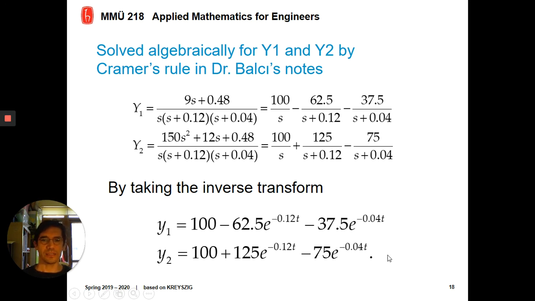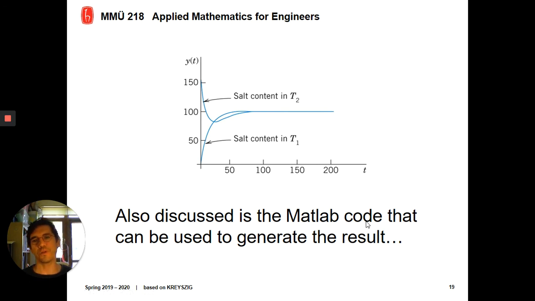Okay, and these are going to be some exponential terms, and if you plot them out, you would see that the salt content in tank 2 was originally 150. It will drop down sharply, and then it will elevate back to the target level after some seconds, if this is in terms of seconds, for example. And if you look at tank 1, it's steadily gonna increase to the steady state point.